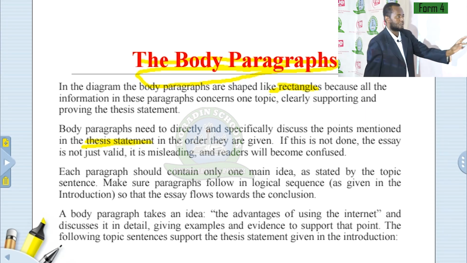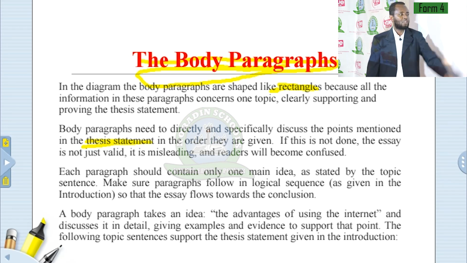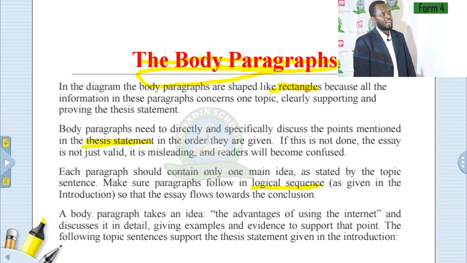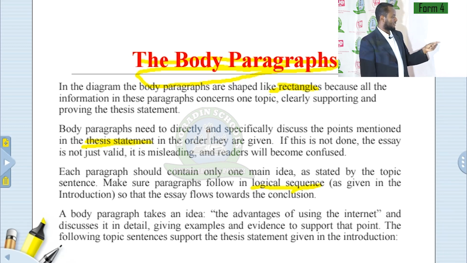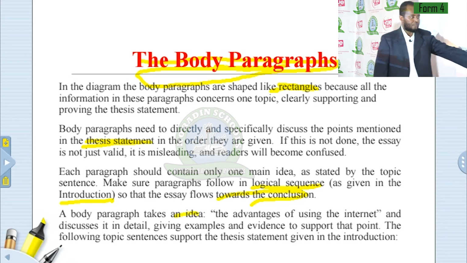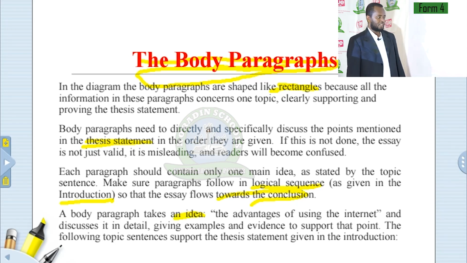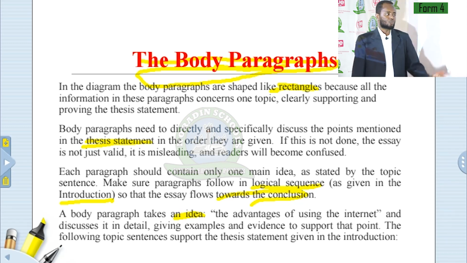Each paragraph should contain only one main idea, as stated by the topic sentence. Make sure paragraphs flow in logical sequence, as given in the introduction, so that the essay flows towards the conclusion. A body paragraph takes an idea, the advantage of using the internet, and discusses it in detail, giving examples and evidence to support that point.